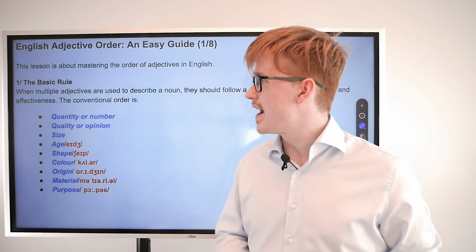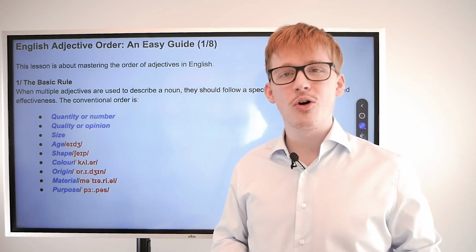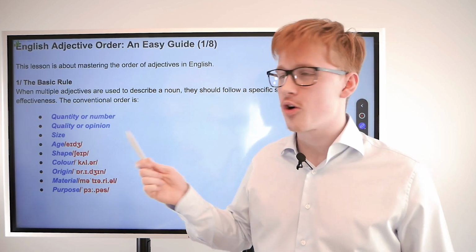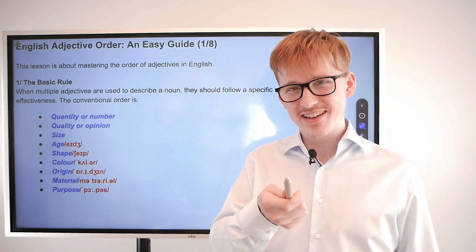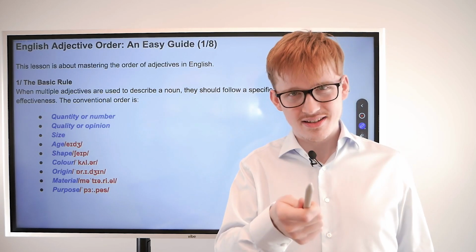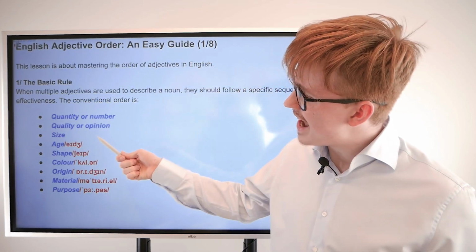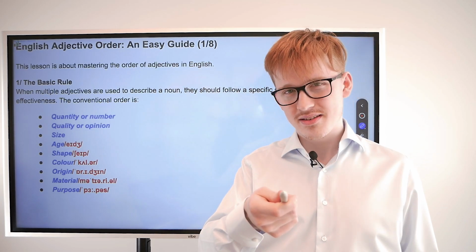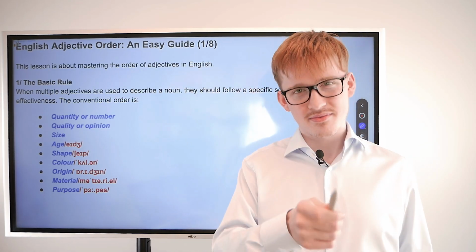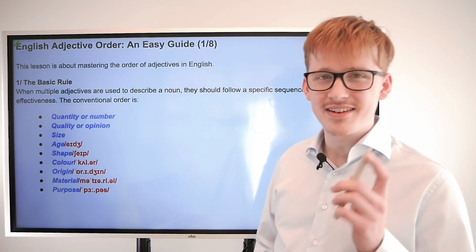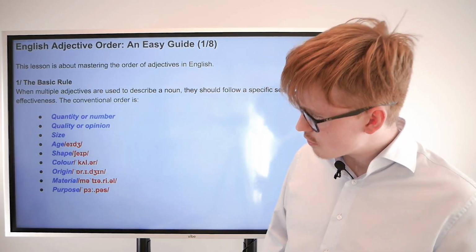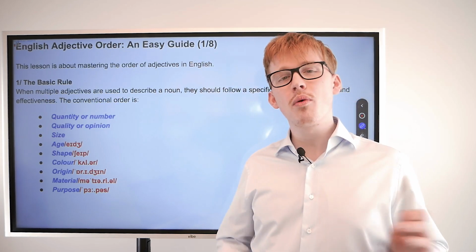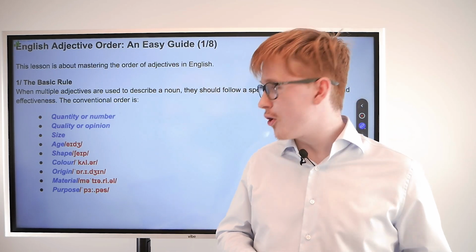Okay, so we have quantity or number, if you can say that. We have quality or opinion, you'll go. We have size, you'll go. We have age, now it's you. We have shape, color, origin, material, and purpose.